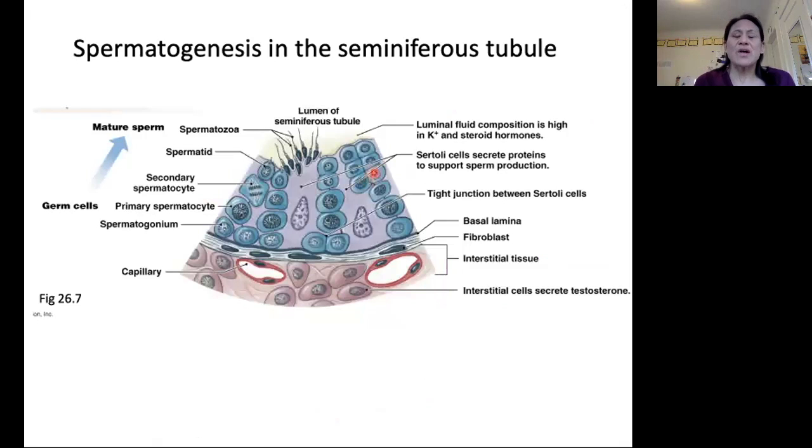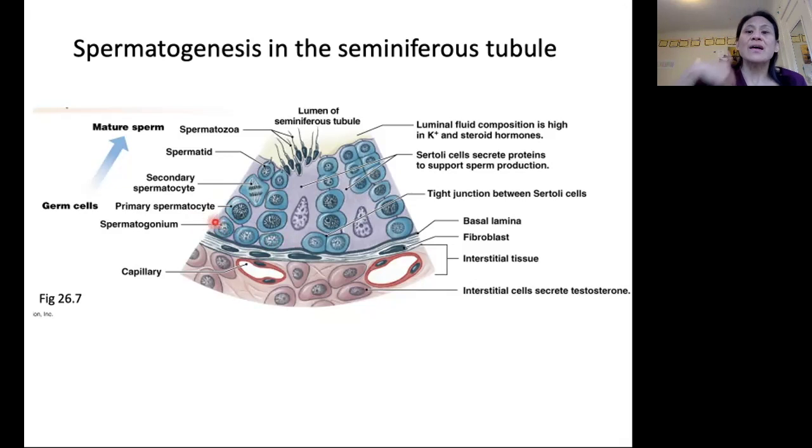Taking a closer look at what that looks like in the context of the seminiferous tubule, here we have our sperm in different stages of development. They start towards the outside and move in as they undergo those meiotic divisions. Here's our spermatogonium, which is that diploid cell. It divides to give rise to other spermatogonia. Some of those spermatogonia will undergo meiosis.